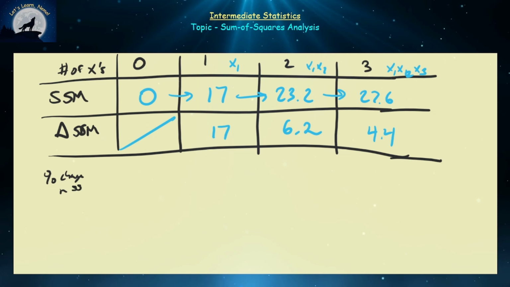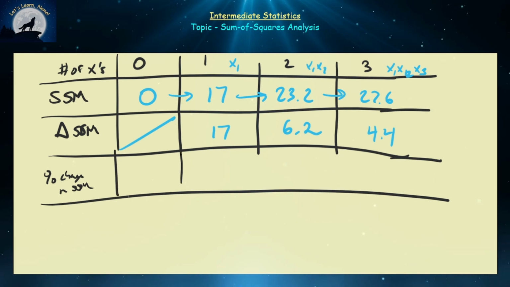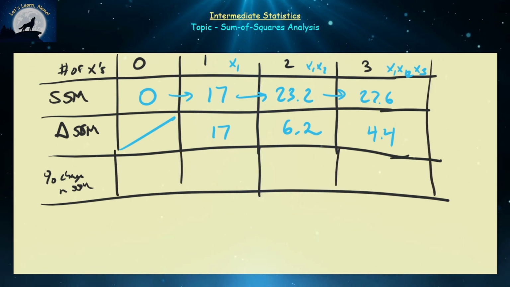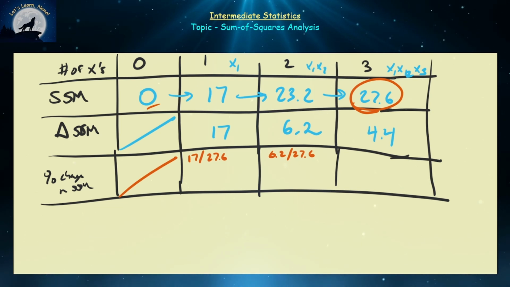So the percent change in SSM. What we're going to do is take our SSMs that we get in terms of deltas, and then divide that by the total amount of SSM. Keep in mind, our total SSM goes from 0 to 27.6, so we're going to be using 27.6 as our comparison. For example, that's not going to have any value or contribution, so we're going to have 17 all over 27.6, 6.2 all over 27.6, and then 4.4 all over 27.6, and keep in mind, those ratios will always sum up to 1.